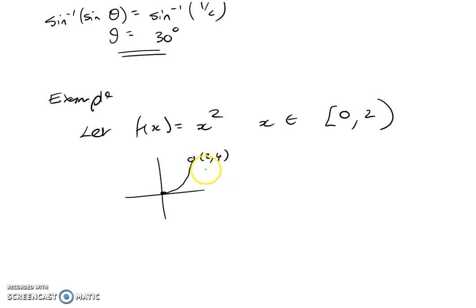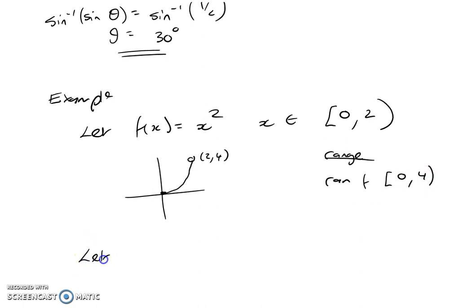Okay, so let's first look at the domain of this guy is x between 0 and 2, and the range of this guy is written like this. The range of f is 0 including up to 4 not including.